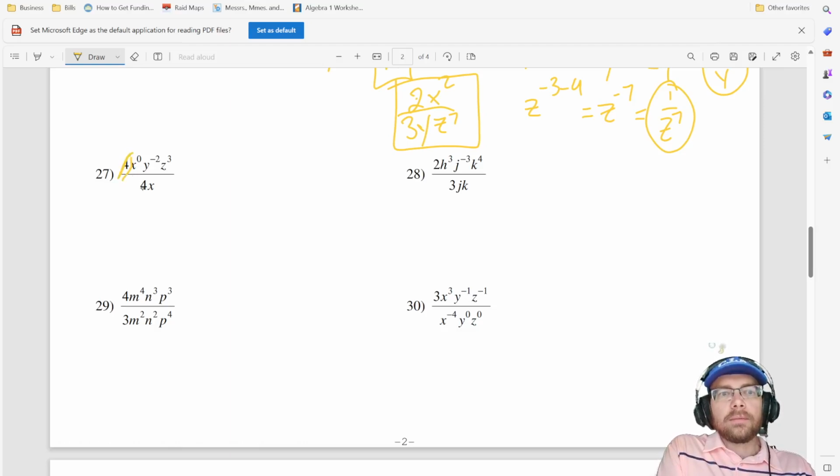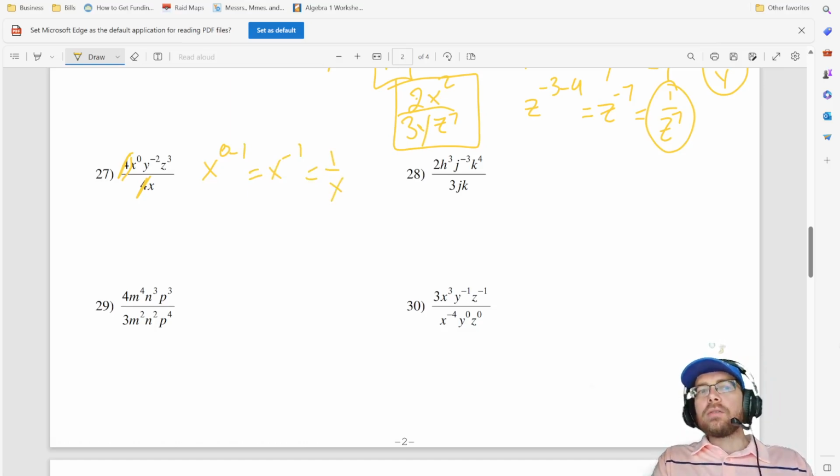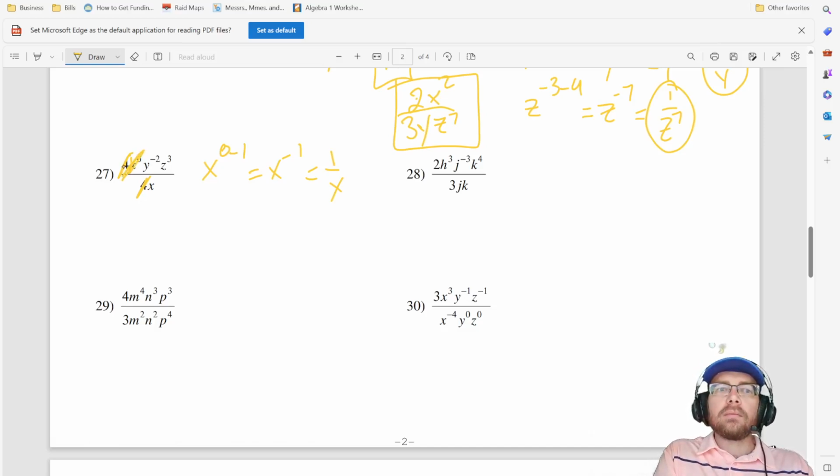So 4 and 4 cancel. And then we just have some x's there. So it's x to the 0. You could say 0 minus 1 if you want, which is negative 1, which is 1 over x. Or the other thing you could do is you could say, okay, well, anything to the 0 power is 1, so you could just cancel it. And that works as well.